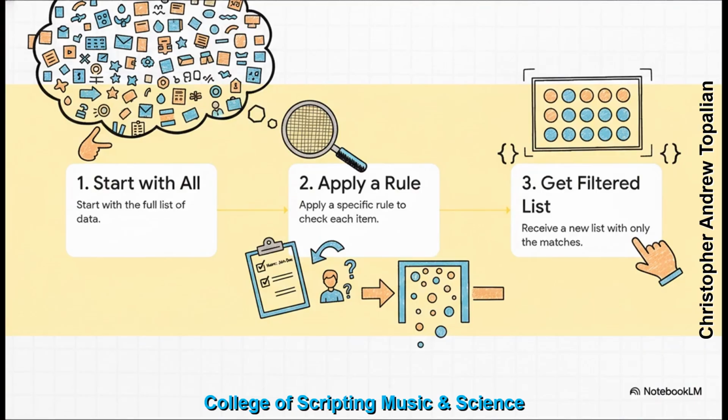And you know what? The logic behind every single one of these tools is basically the same. It's a super simple three-step recipe. First, you start with the whole shebang, the full list. Then you apply a very specific rule, like, hey, find everyone with this name. And finally, you get back a brand new, much smaller list that has only the things that matched your rule. It's that straightforward, but it's incredibly powerful.